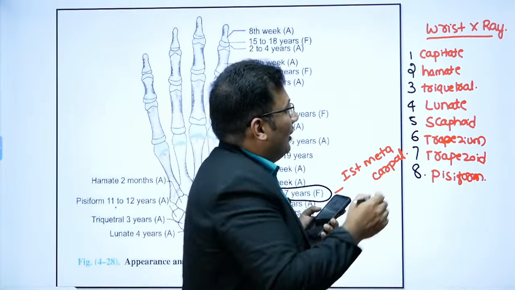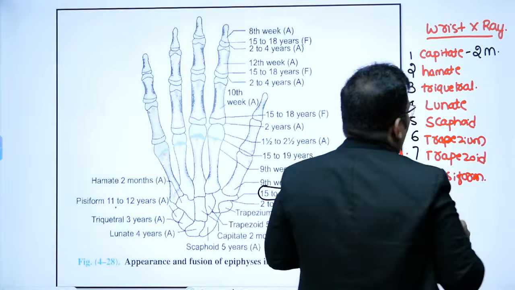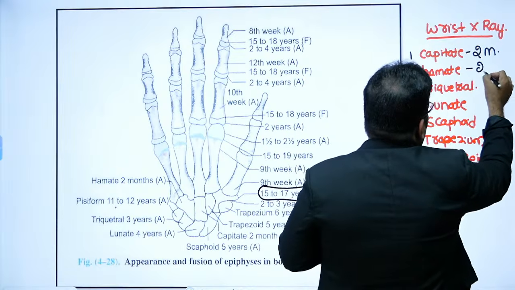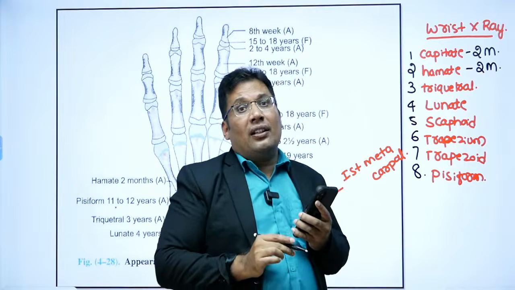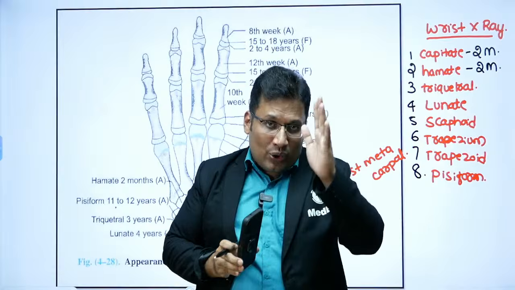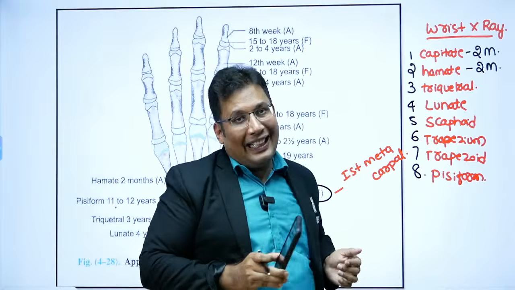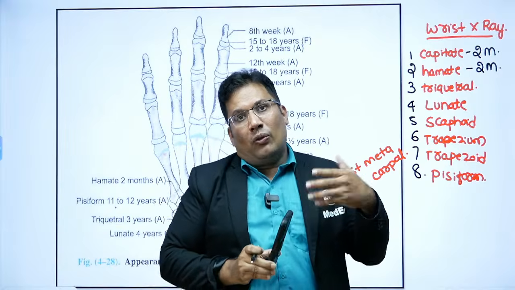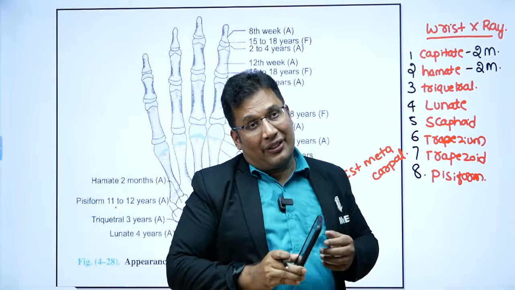Remember, capitate appears at 2 months. Hamate appears at 2 months. So this is an important concept, try to understand. Capitate is the largest carpal bone. It is the first to appear, at 2 months of age. So when a child is 2 months old, capitate and hamate appear.